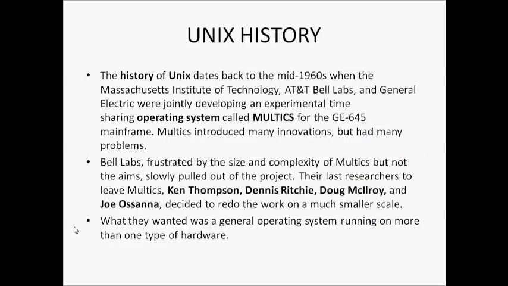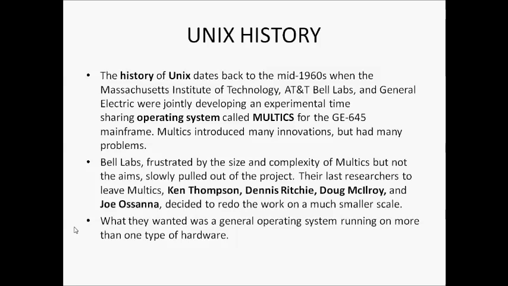Without wasting much time, I will be telling you the Unix history, where it came from. The history of Unix dates back to the mid 1960s when the Massachusetts Institute of Technology, AT&T Labs, and General Electric were jointly developing an experimental time-sharing operating system called Multics for the GE645 mainframe. They wanted an operating system which can be shared by multiple users at the same time. Before that, operating systems were used by one user at a time.